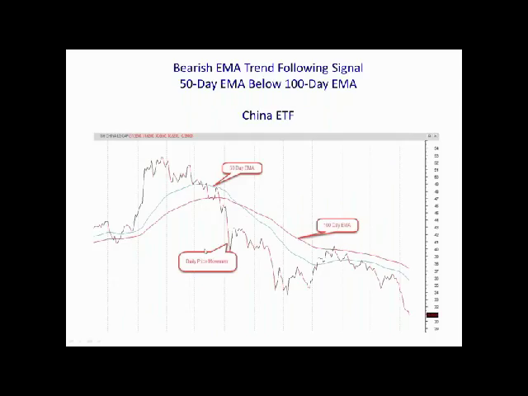Here's an example of a sell signal. This is for the China ETF. We can see this is the daily price movement of the ETF right here. And the blue line, again, is the 50-day EMA. We can see right here it crossed below the red line, the 100-day EMA. So at that point, the China ETF was on a sell signal. And again, as long as that blue line remains below the red line, then that stock or ETF is on a sell signal.